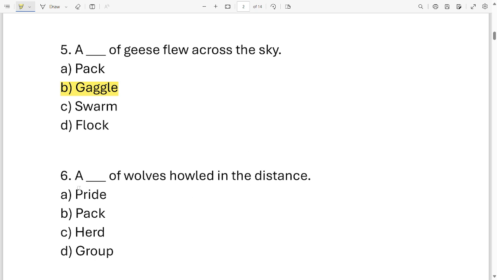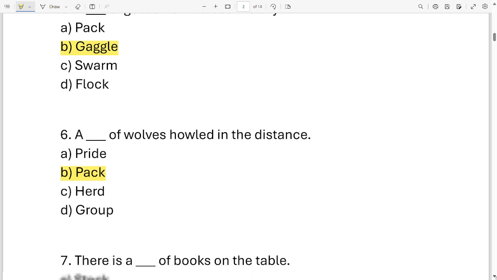Okay, next sentence. A dash of wolves howled in the distance. Now, which word am I supposed to put in this blank? Pride, pack, herd, group. Which option is the correct option? Option A, B, C, D. And the correct option is option B. A pack of wolves howled in the distance.